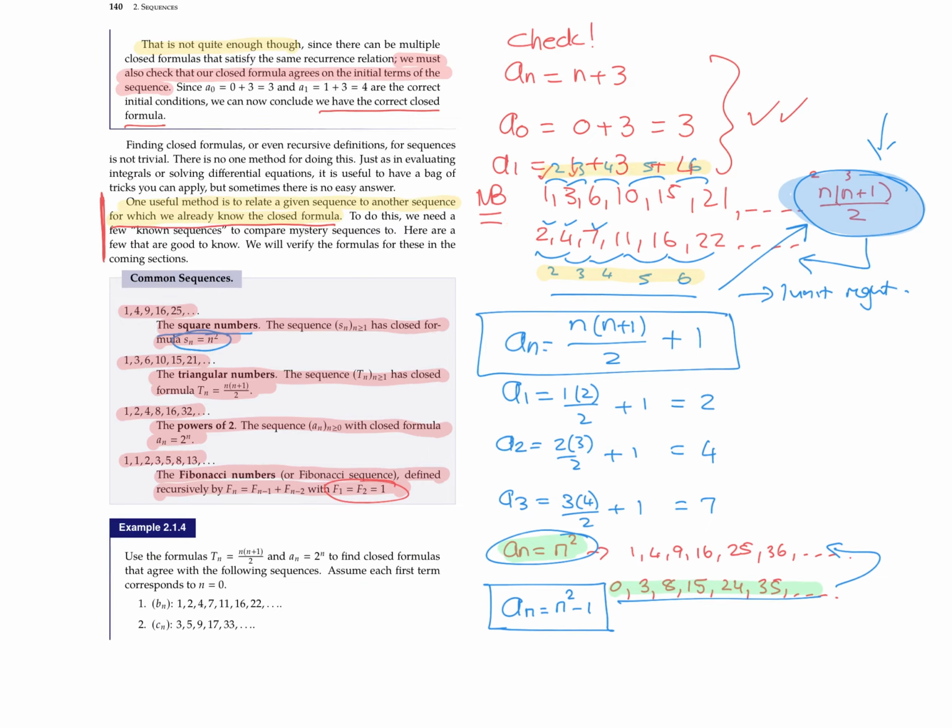Okay, let's go and let's look at exercise 2. I'm going to try and get rid of this so I have space to write. Exercise 2.1.4. They say the formulas Tn and An. So let's write them down. Tn is equal to n times (n plus 1) over 2. And An is equal to 2 to the n. Okay, sorry about that. This gives you your powers of 2, and this here gives you your triangular number.